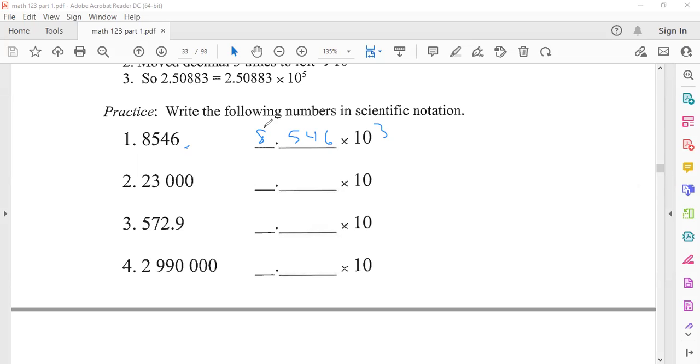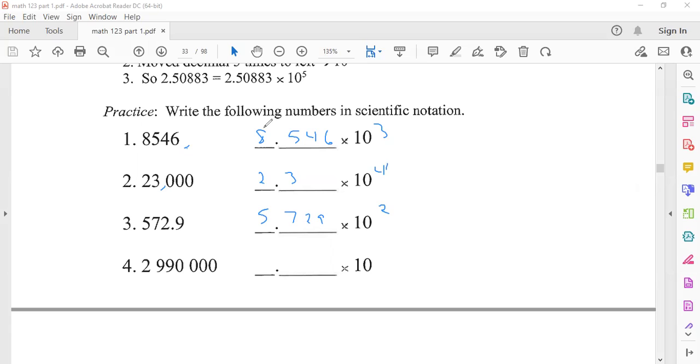So 23,000. I think originally I had a comma in there that for some reason did not print. So this would be 2.3 times 10 to the 1, 2, 3, fourth power. Sorry about that. There we go. Fourth power. Then 572 and 9/10 would be 5.729 times 10 to the second power.